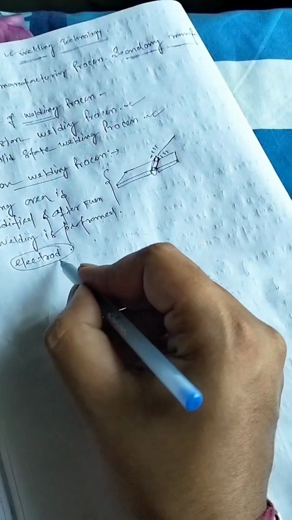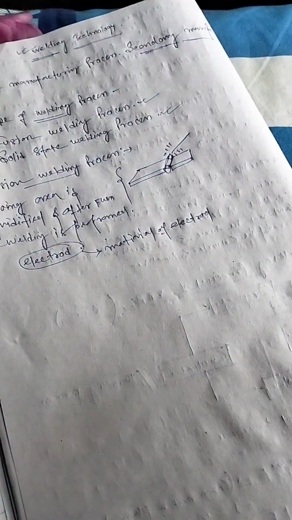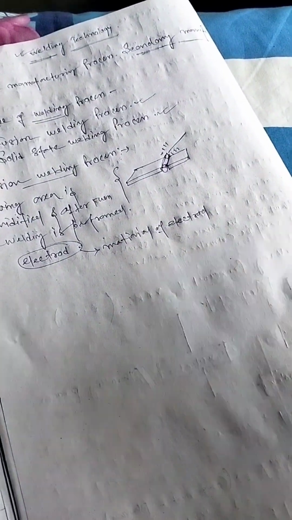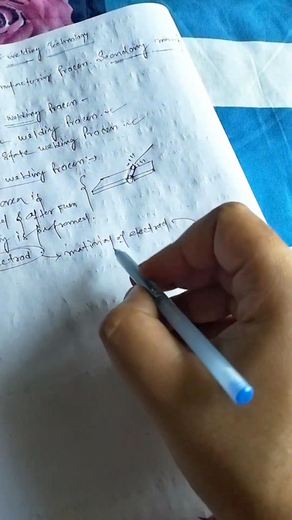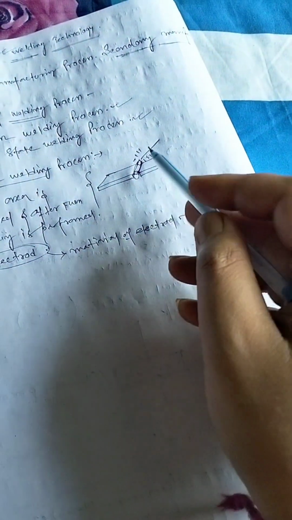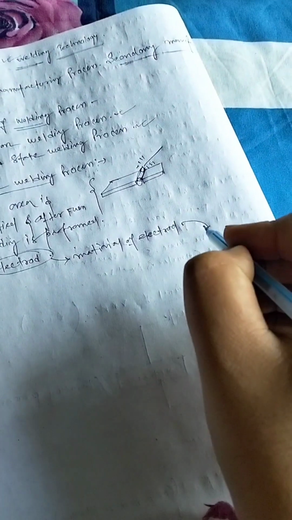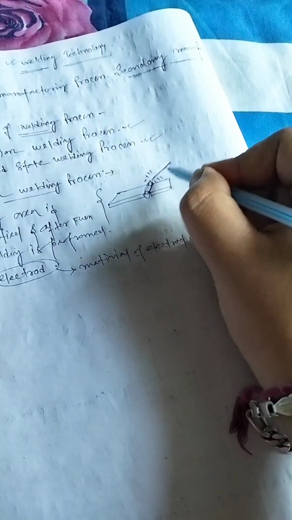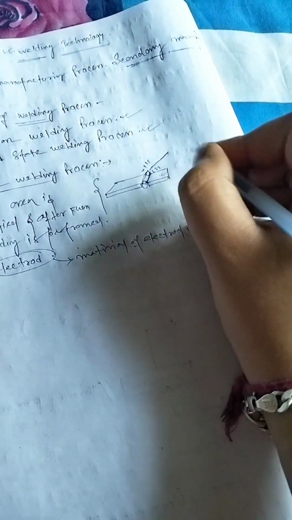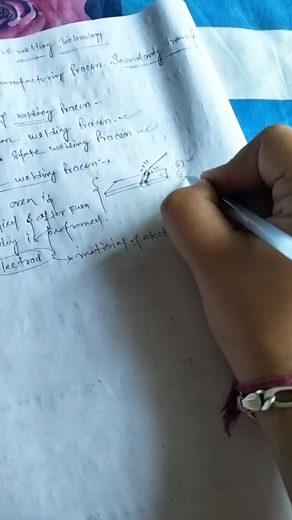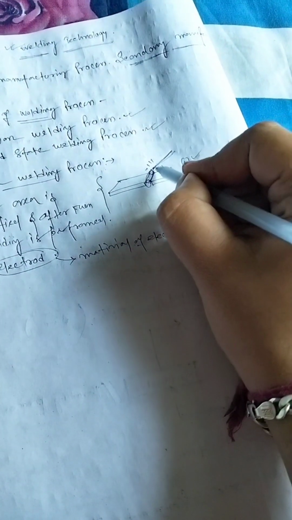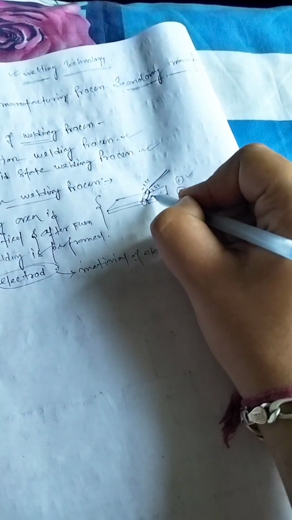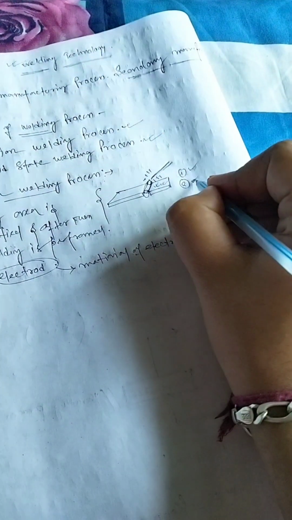In the electrode, we have the electrode material, which is very important. So what is the electrode material? The main purpose of the electrode is, as I told you earlier, the formation of the arc. The electrode material can be the same material as the base metal, and this is one possibility. The second possibility is that we use an electrode which is different from the base metal. These are the two possibilities.